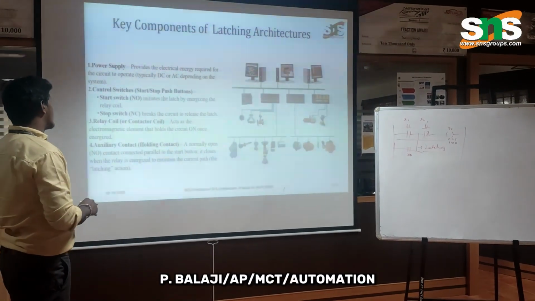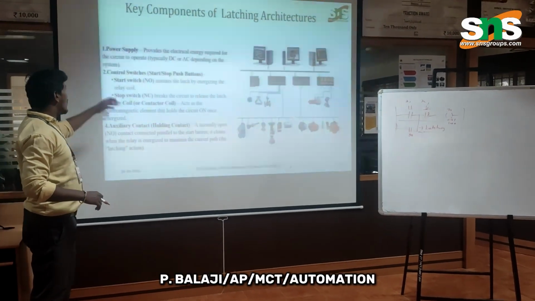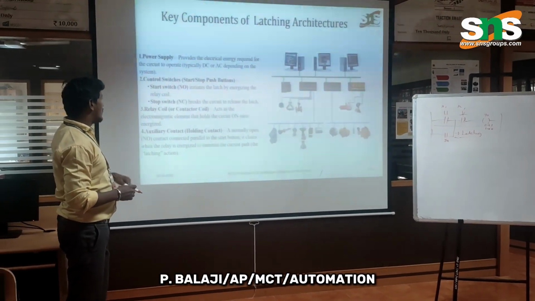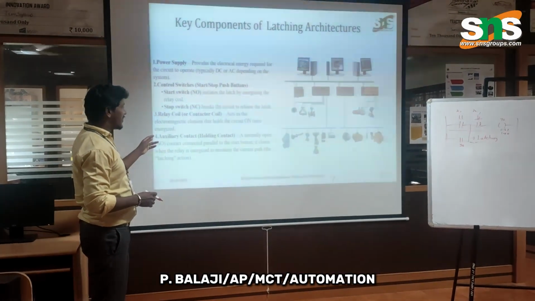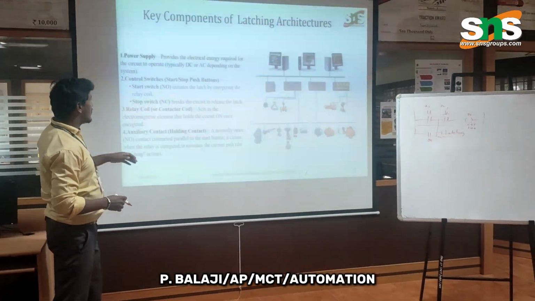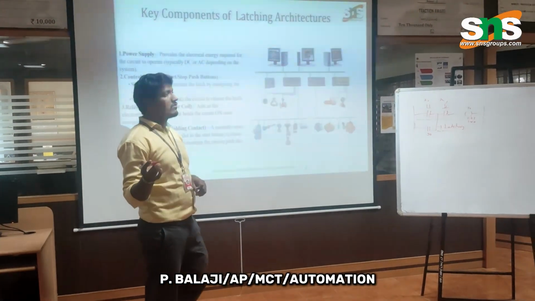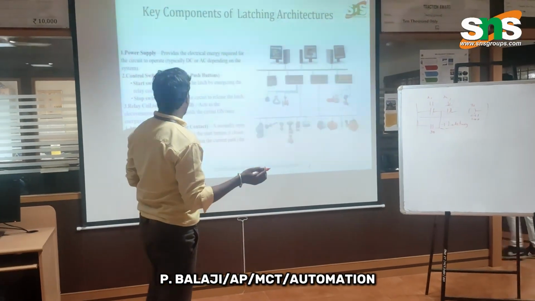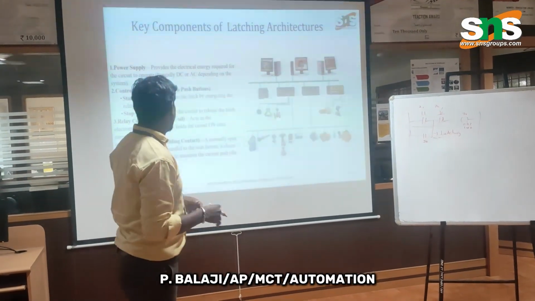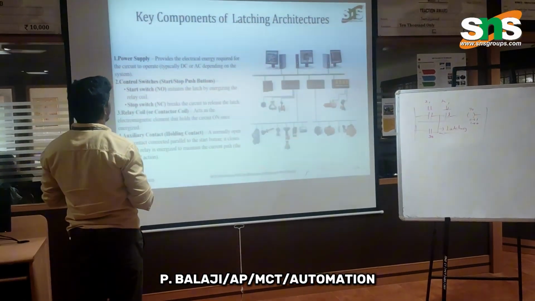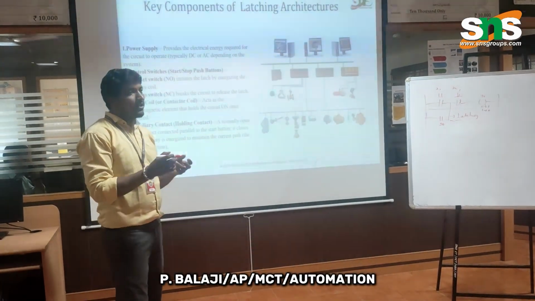In the latching architecture, we have components like the power supply, the start and stop push buttons, and the relay coils. Those kinds of figures are available. For the power supply, we can give any AC to DC supply up to 240 volts. In control switches, there are normally open and normally closed contacts. And the relay coil is a contactor coil that acts as an electromagnetic element to hold the circuit on and off.